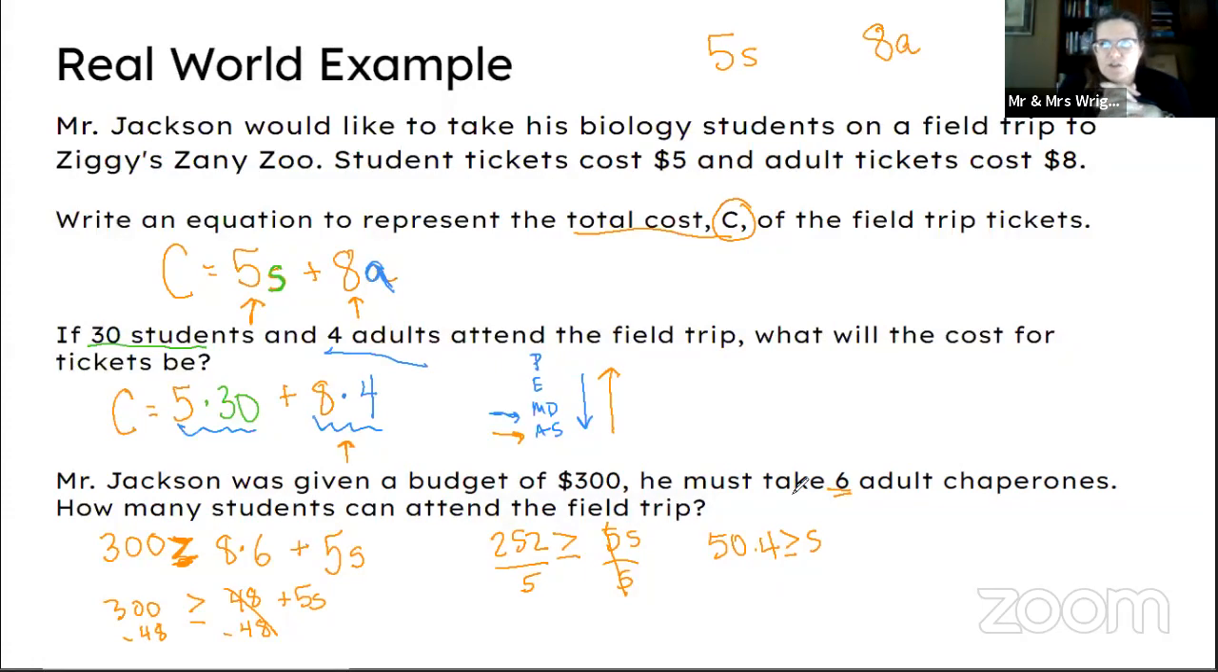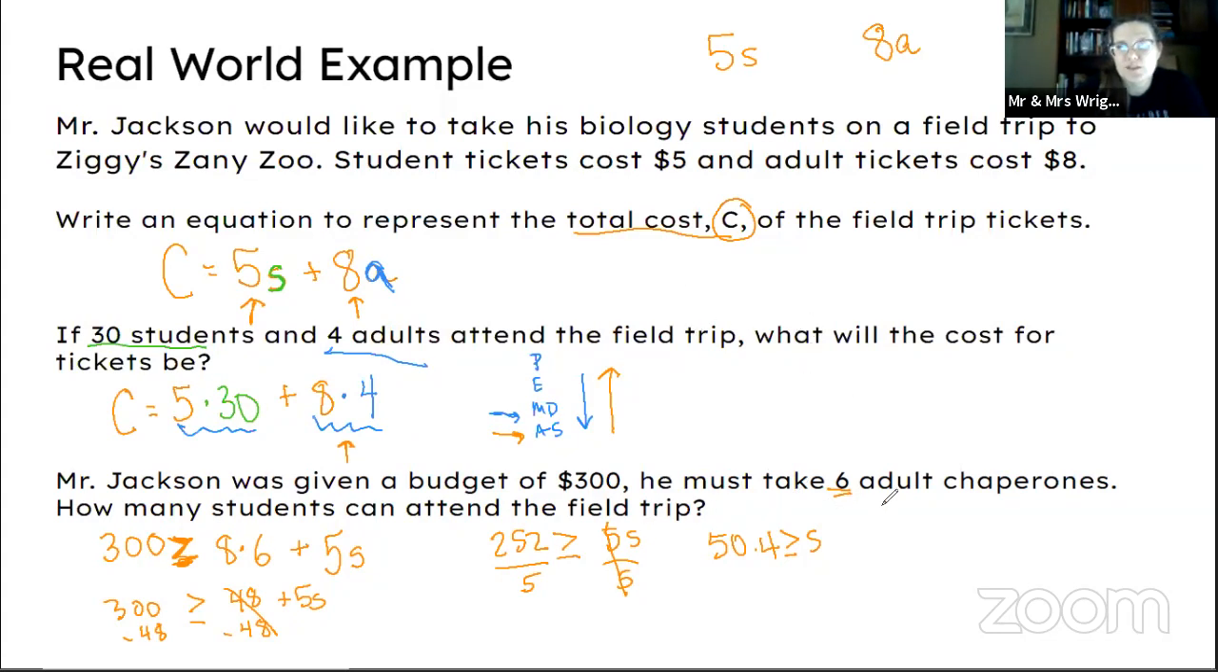And if I chose 51 students, I would be over budget because my students have to be less than or equal to 50.4. So the total number of students I am able to take on this trip is only going to be 50 because 51 just won't work. 50, I can't take 51. That would put me over budget.